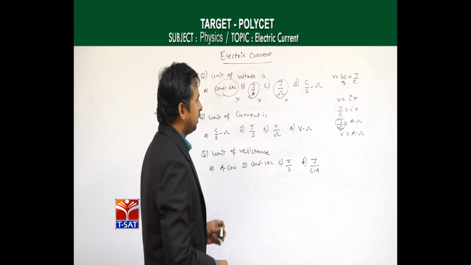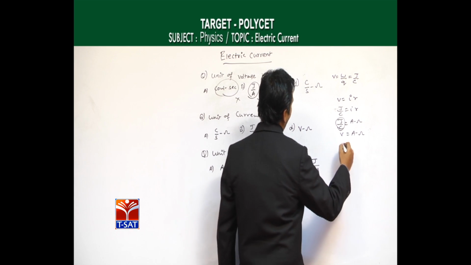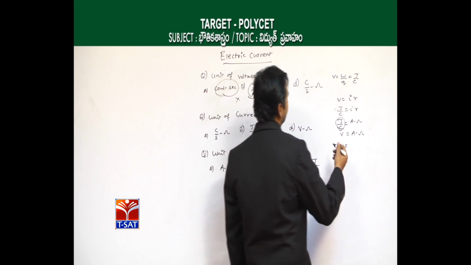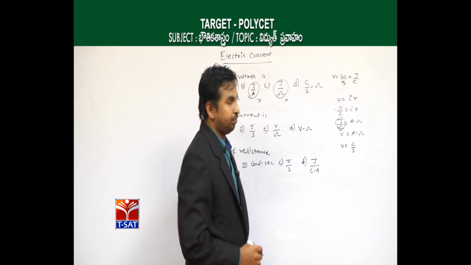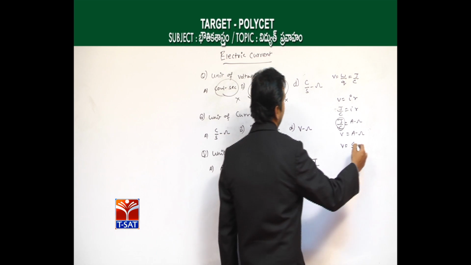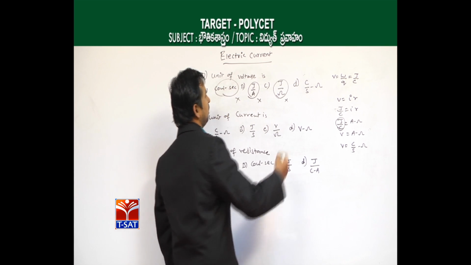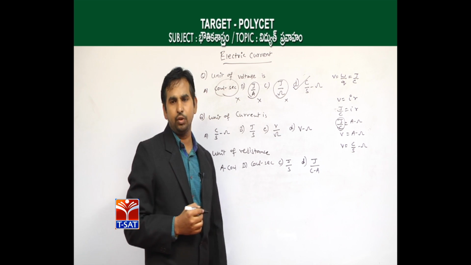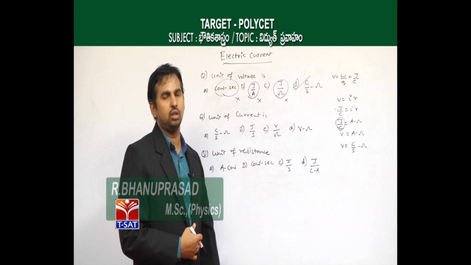Only the option coulomb per second ampere ohm is correct, because voltage V is equal to ampere ohm, which is like IR. Ampere is the current, and current I is equal to Q by T, that is coulomb per second. Then it becomes C by S ohm. So in this case the correct voltage unit is coulomb per second, which represents current, and ohm, which is resistance. Here the voltage formula we are taking is V is equal to IR.